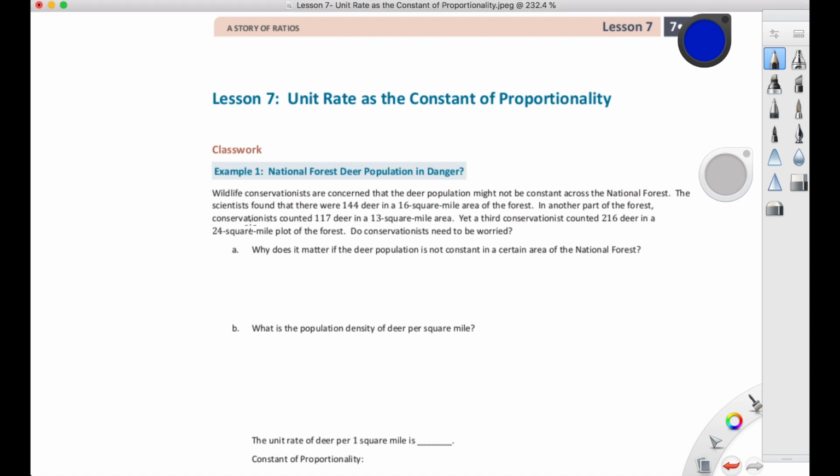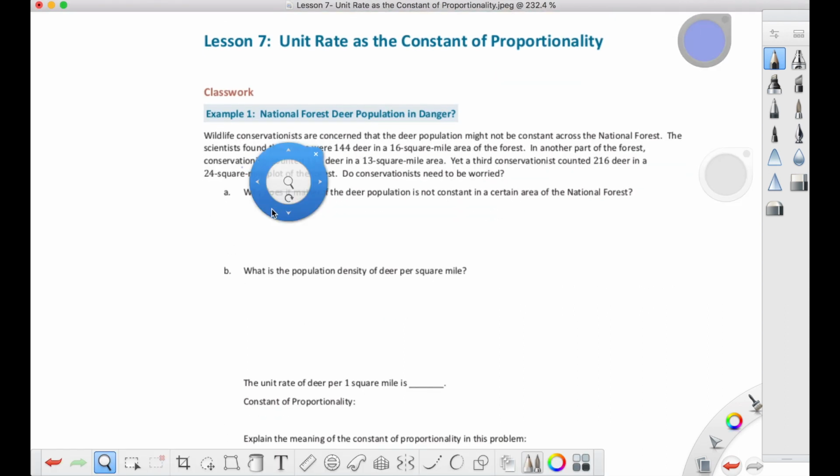All right, let's get started with our first example. Wildlife conservationists are concerned that the deer population might not be constant across the national forest. The scientists found that there are 144 deer in a 16 square mile area of the forest. In another part of the forest, conservationists counted 107. Okay, these look like ratios. We better write them down.